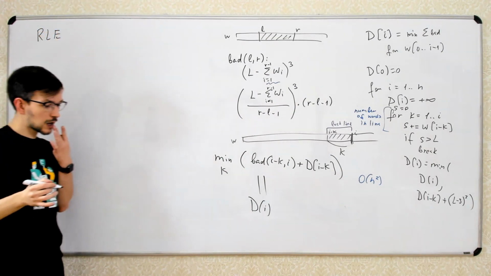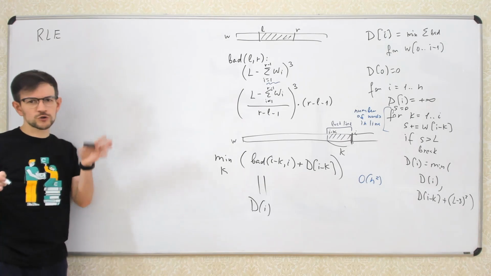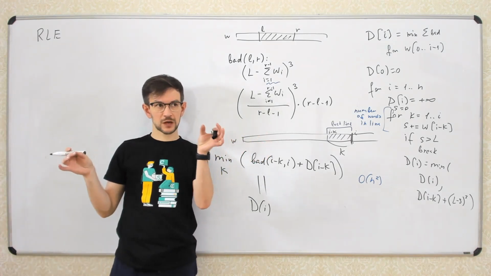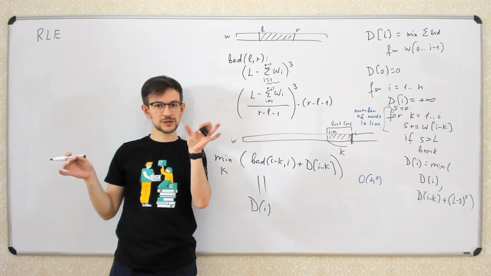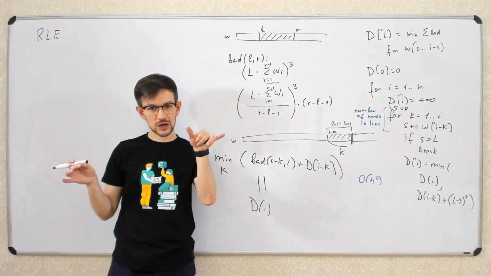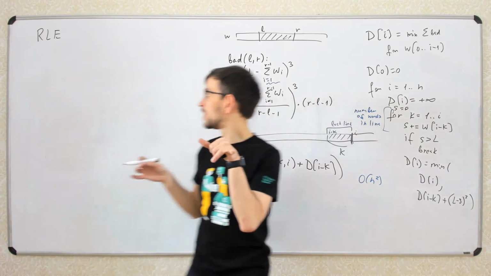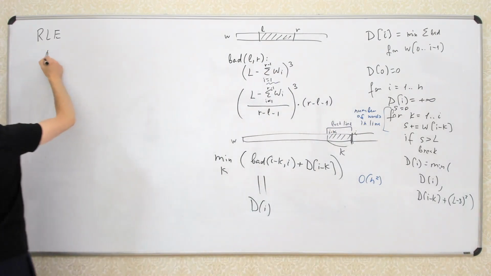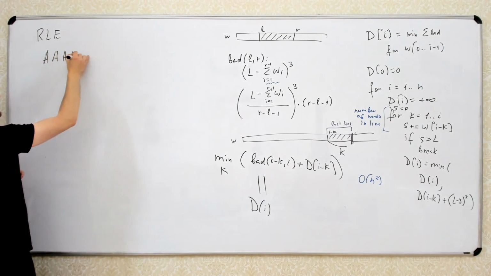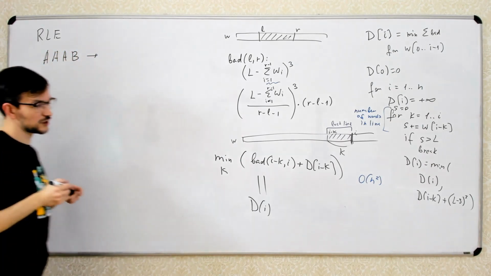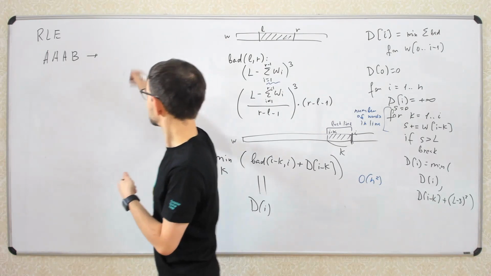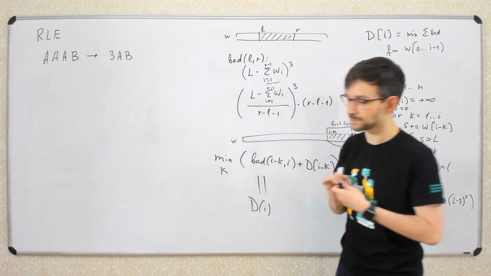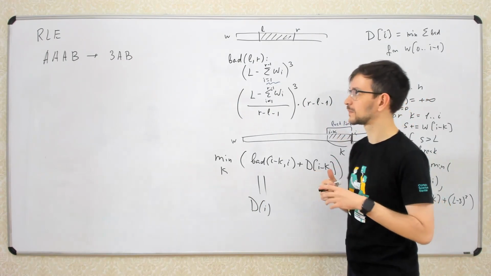What is it? Usually it works like this: if you have a string with several consecutive occurrences of the same character, you can change the three A's to something like 3A, plus B.